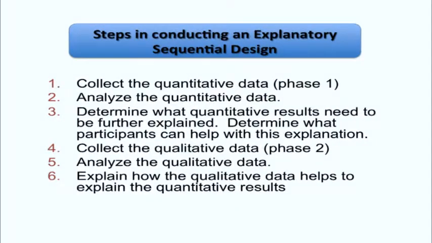So the steps are fairly straightforward here. The first phase is to collect quantitative data and then analyze it, and then look closely at those results to determine what needs to be explained further. Are there surprising explanations? Are there extreme cases that need to be looked at? Are there significant predictors? Then you go out and collect the qualitative data to help explain some of those quantitative results. You analyze it, and then end this project by talking about how the qualitative data helps to explain the quantitative results.